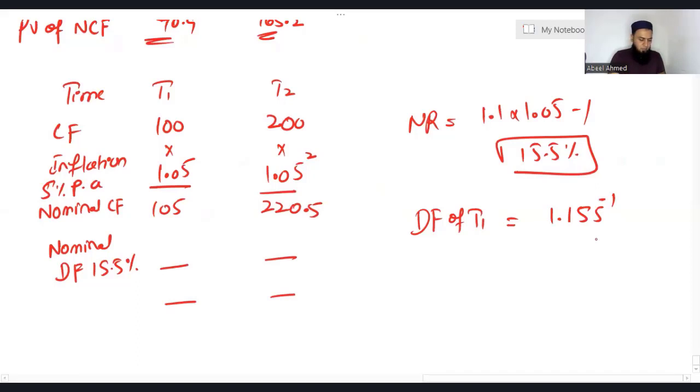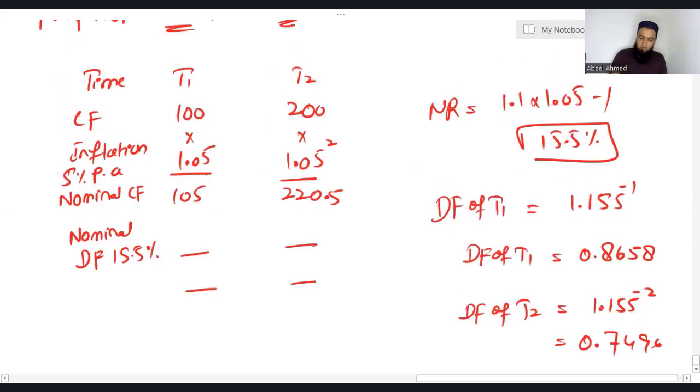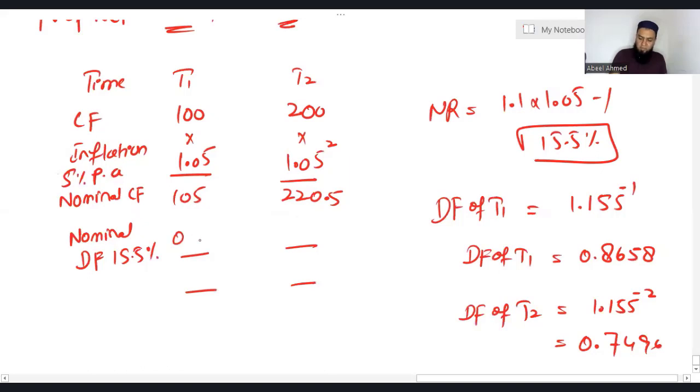1.155 power is minus 1. So the discount factor of T1 is 0.8658. Discount factor of the second year, 1.155 power minus 2. I'm getting 0.7496. Okay. So in the first year, it is 0.8658. For the second year, it is 0.7496. Now let us multiply to get the present value.